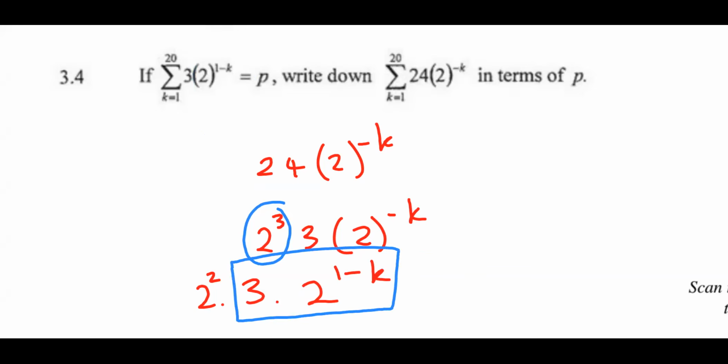Now I have 3 times 2 to the power of 1 minus k. Okay. Right. And then this 2 to the power of 2 is basically just 4. So we have 4 times this pattern here that we established in the beginning. Okay. So just 4 times that pattern.